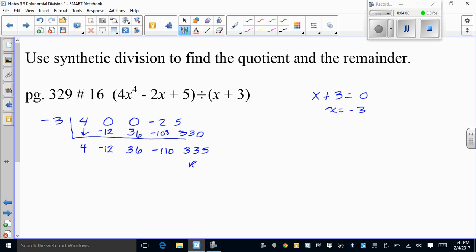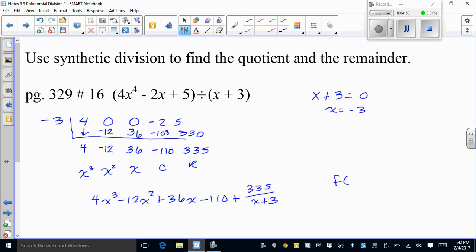That is my remainder, my constant, my x squared, x cubed. Down by 1 power. So it's 4x cubed minus 12x squared plus 36x minus 110 plus 335 over x plus 3. And again, if you did f of -3, you would get 335. Nothing else, you're checking your math. Okay, don't overthink the synthetic division. It is that simple. We can make it more difficult depending on what is given to do the multiplication.